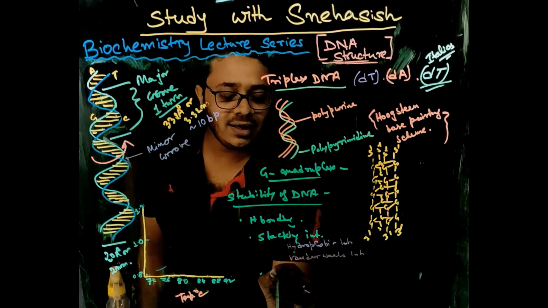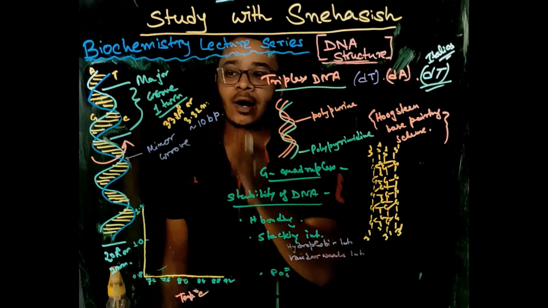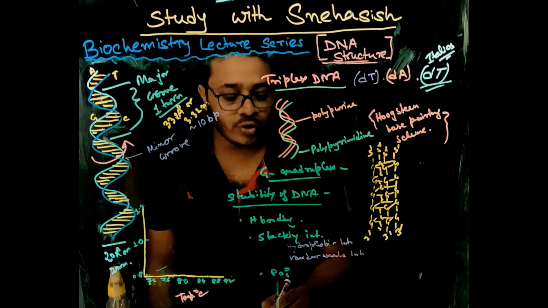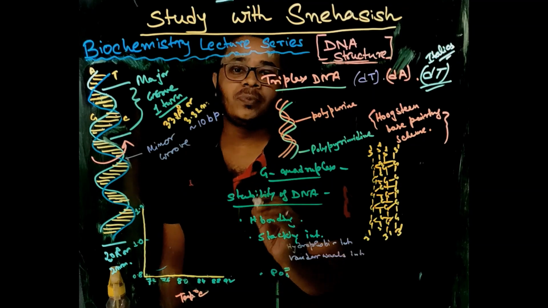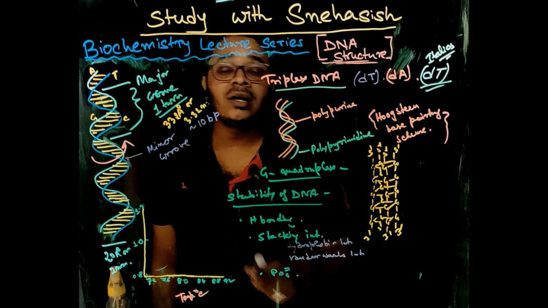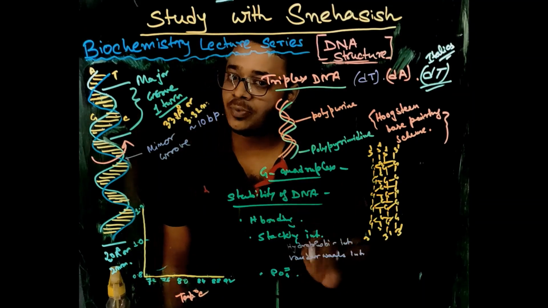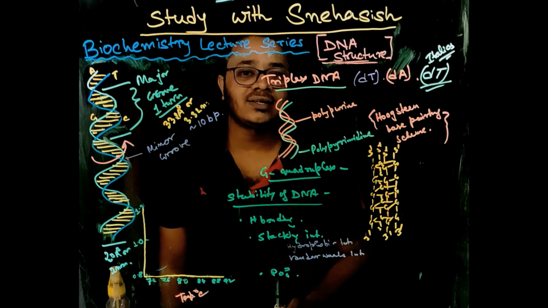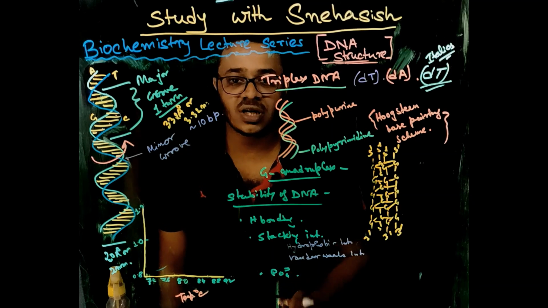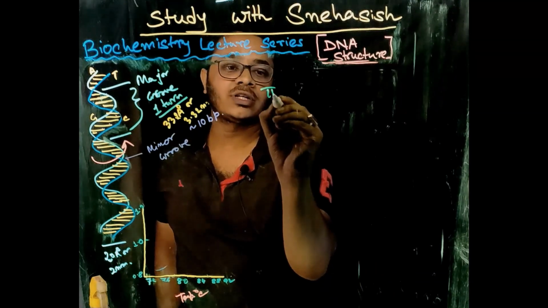And finally, the presence of phosphate groups on the DNA backbone. The phosphate groups present on the two strands of DNA help stabilize the DNA. So we understood the stability of DNA. Now let's finally understand the thermal denaturation of DNA.